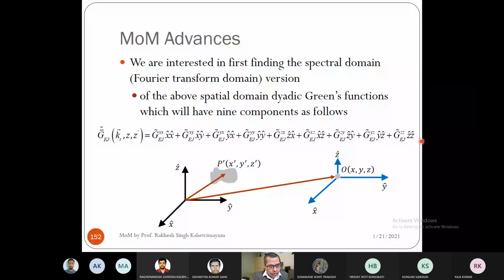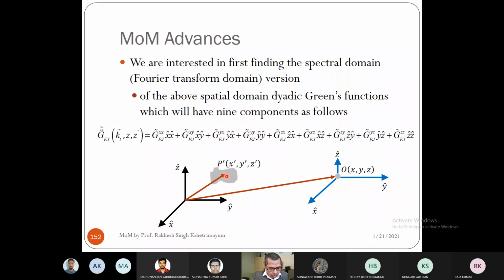Just before that, let us try to see why this Green's function has 9 components. We want to find the electric field. Electric field is what we are observing. J is the current density, which is the source. So now you assume this setup I have shown here. In this setup, as I've already told you before, we have a source and we are observing the fields. Source is the current density.